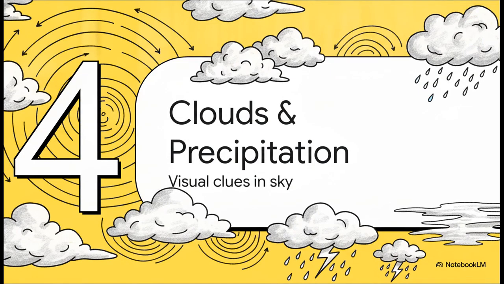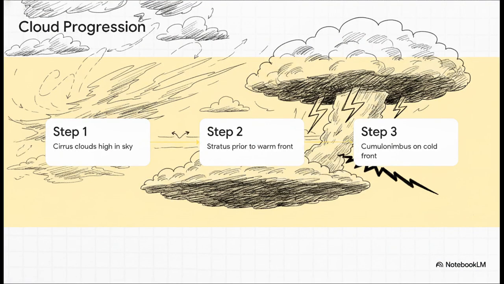Which brings us to Section 4, Clouds and Precipitation. This sequence is honestly fascinating. It perfectly illustrates the predictable progression of clouds as a major weather system approaches. First off, you're going to see those wispy cirrus clouds high up in the sky. These guys can arrive anywhere from 0 to 150 kilometers ahead of the main system. Next, as that warm front gets closer, the sky starts to thicken up with lower stratus or nimbostratus clouds. And finally, right on the boundary of the cold front itself, boom, you get those dramatic, towering cumulonimbus clouds.